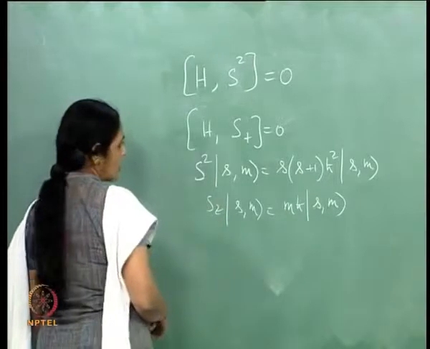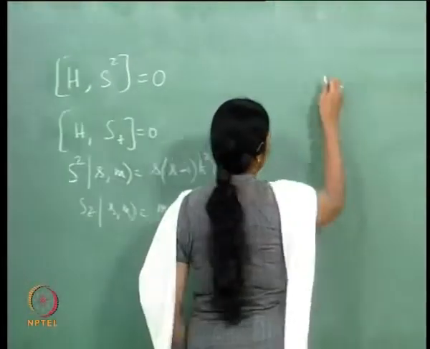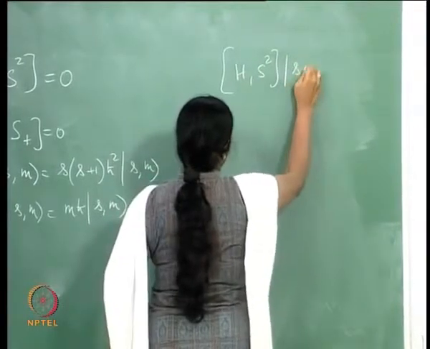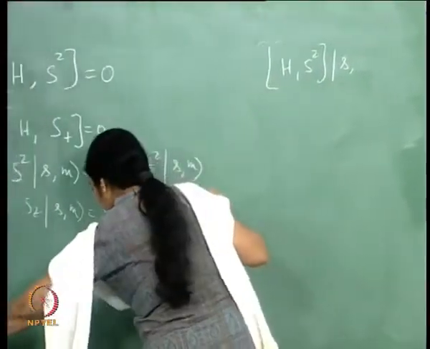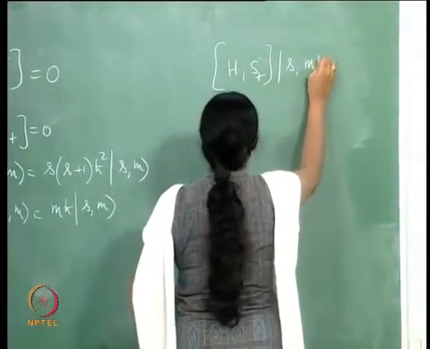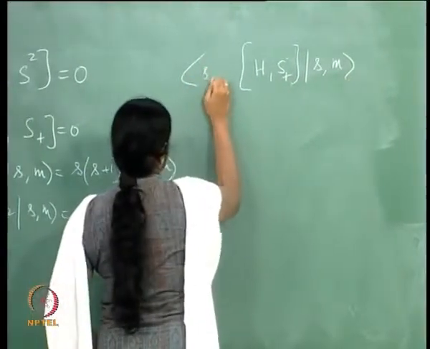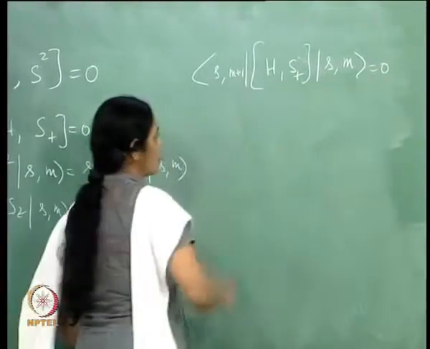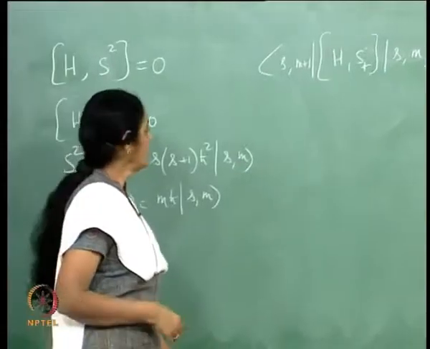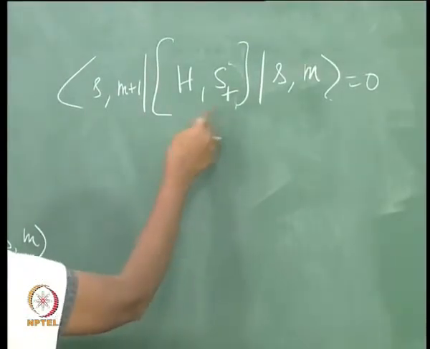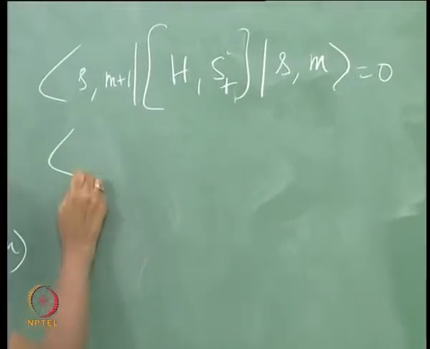The way I go about it is as follows. I know that this is true because H commutes with S plus, that is given to me. So, I expand this commutator out.